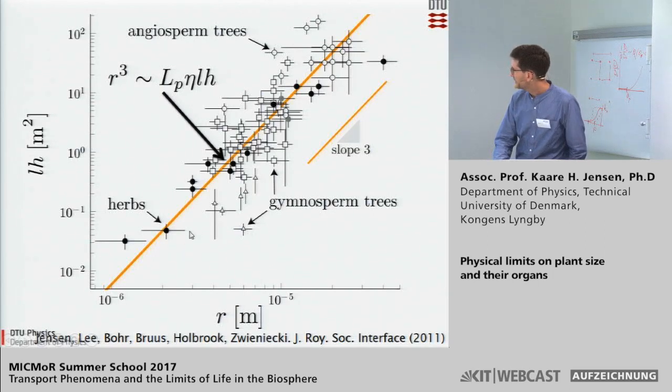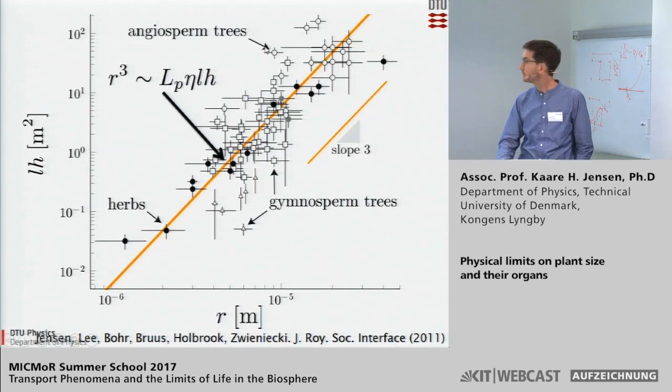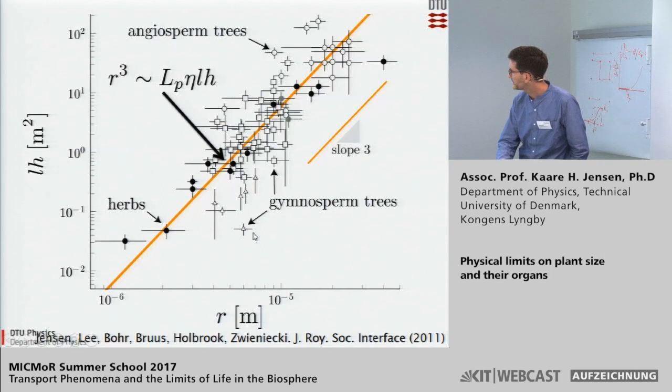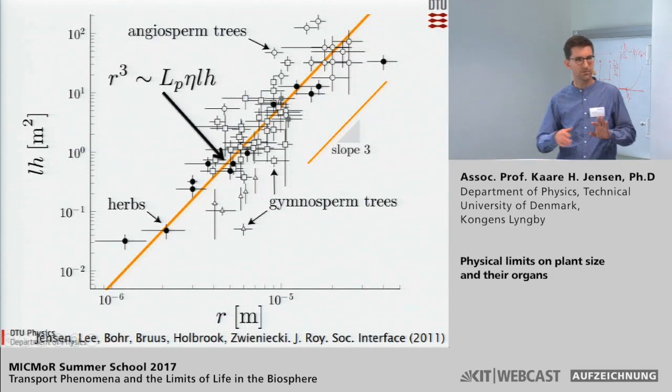These black dots are herbaceous plants. They work pretty well. There are some angiosperm trees, the open circles here. They also work fairly well. There are the gymnosperm trees that have needles, these square boxes, and then the gymnosperm trees that have scales are these guys down here.